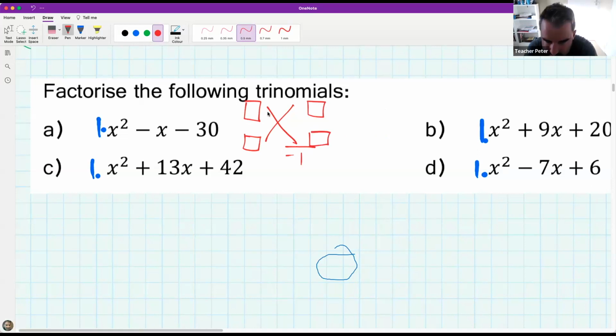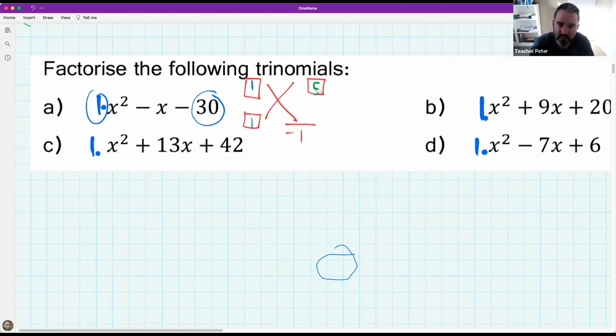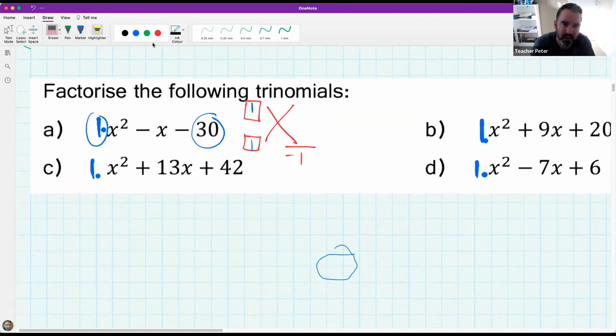with numbers and signs. The good news is, if I need to end up with a 1 here, these can only ever be 1 and 1. And if I have to end up with a 30, well, then the only choices are going to be 5 and 6, or I could also have 10 and 3, or I could have 15 and 2. But I need to balance this middle term. And so what I'm going to do is 5 and 6 are quite close together. So my intuition tells me put a 5 here and a 6 here.